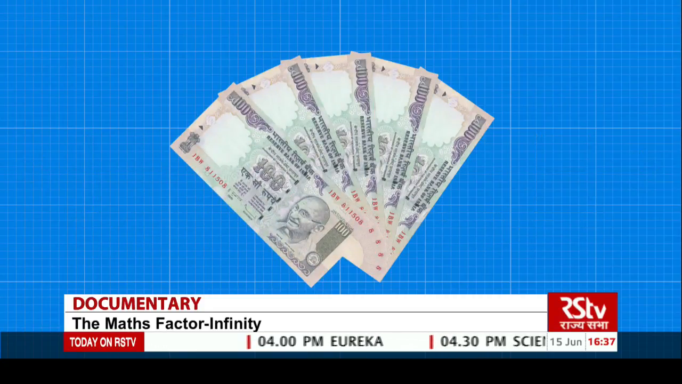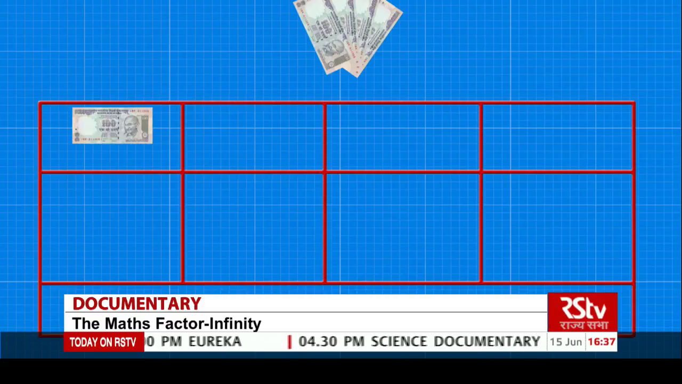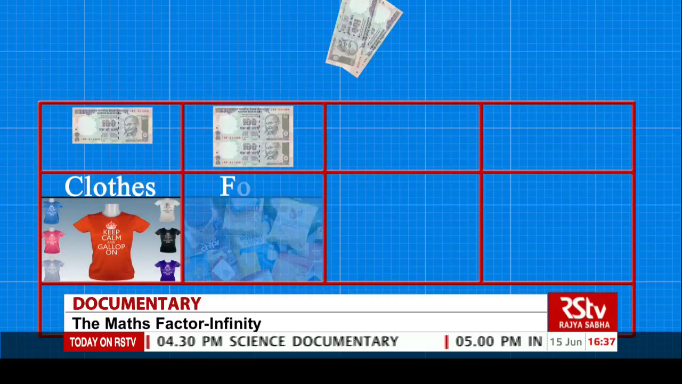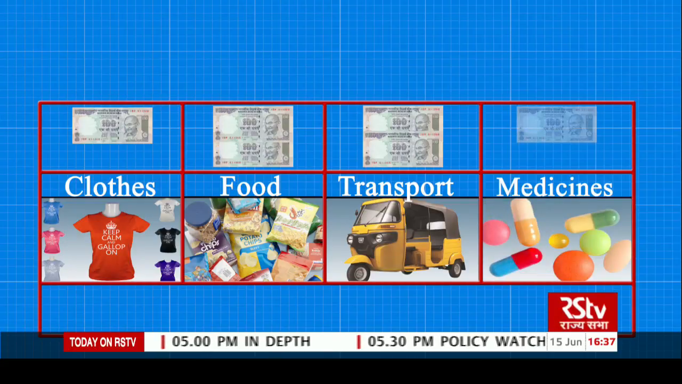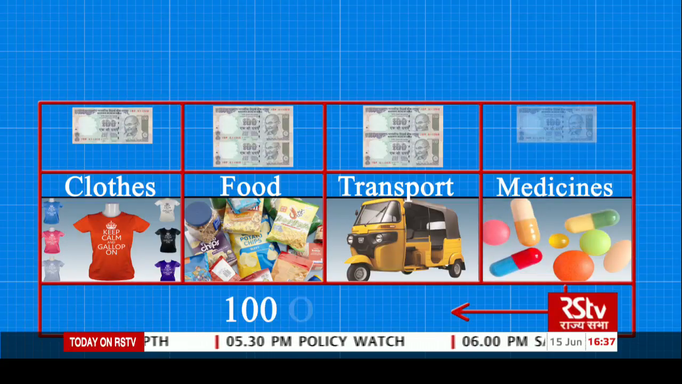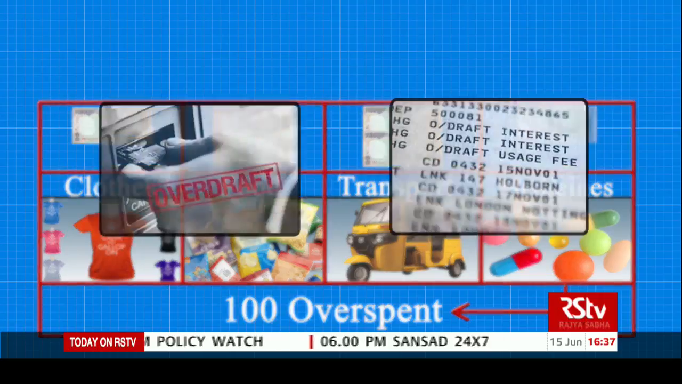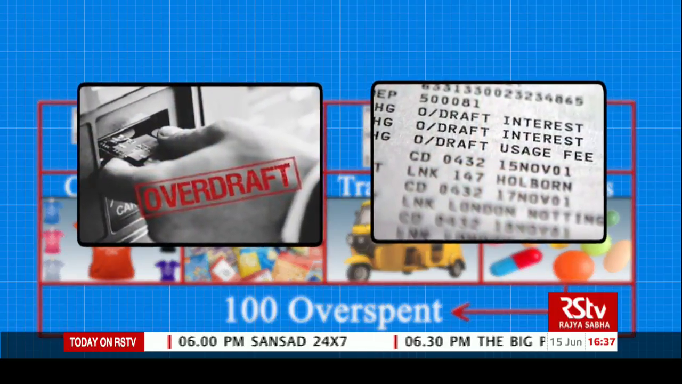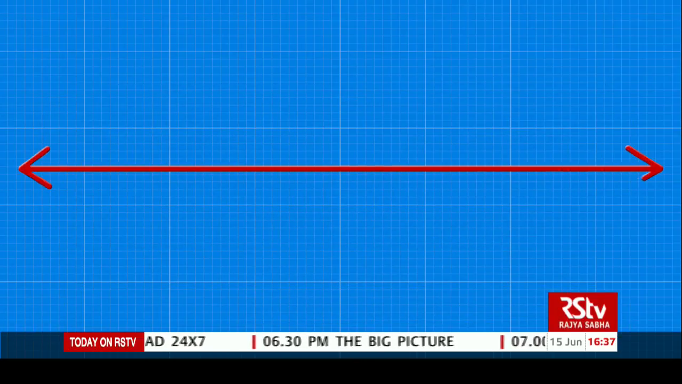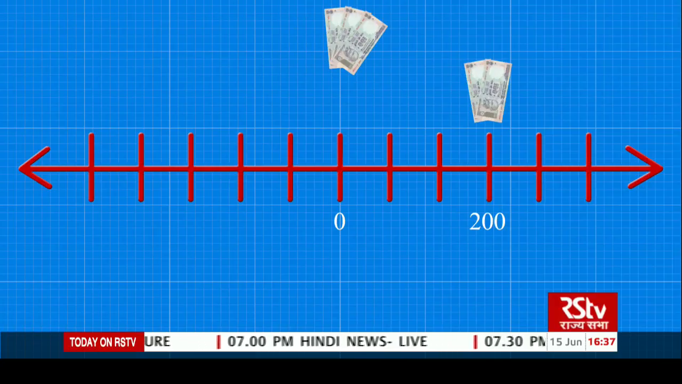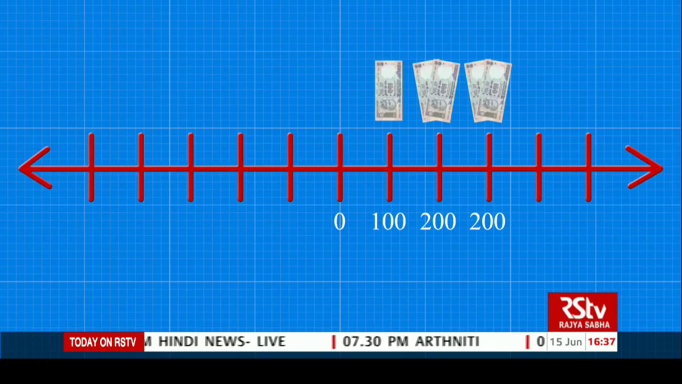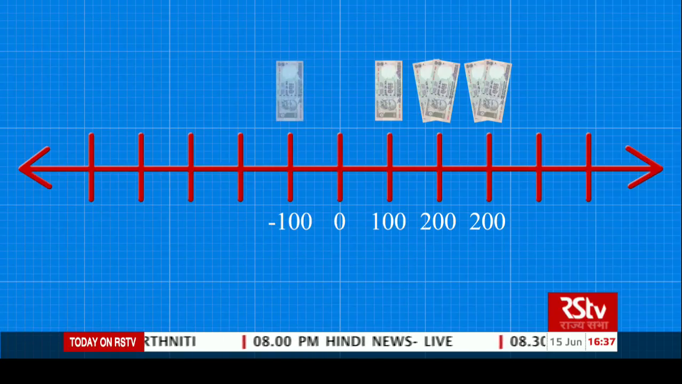I have 500 rupees. I spend 100 on clothes, 200 on food, 200 on transport, and another 100 for medicines. Oops, I seem to have overspent, right? My bank would call this an overdraft. In mathematics, we call this a negative number. If we represent this idea on a number line, having money is positive. As we spend, we move down the line till we go into negative, which means we owe money.